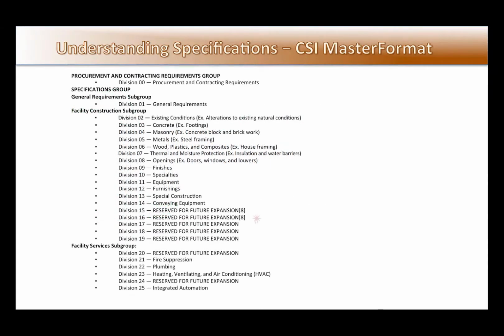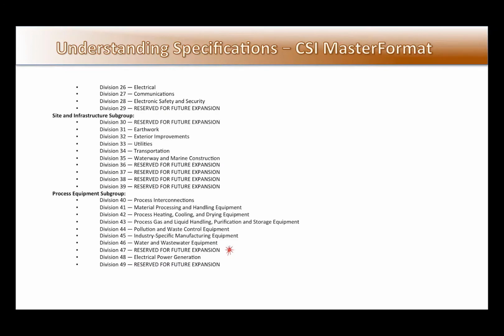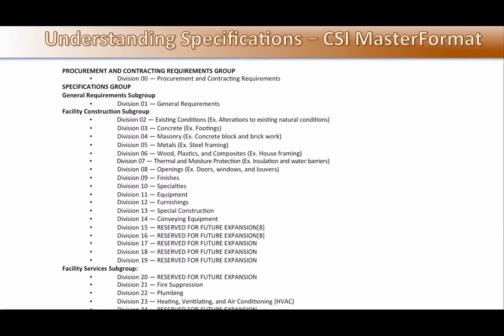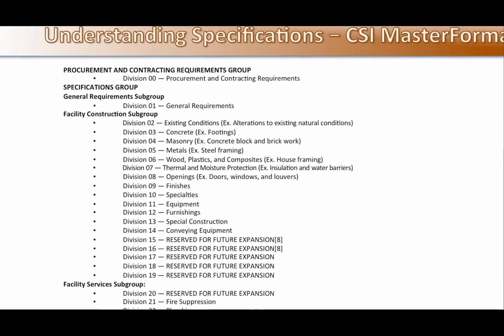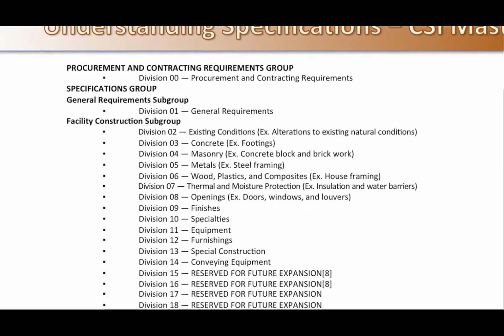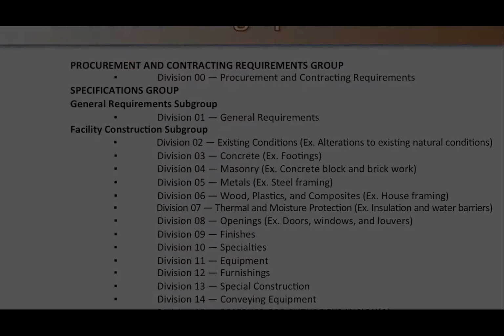MasterFormat utilizes 50 different divisions to break down areas of specifications within a building construction project. One of the things that you'll notice is that not all of the numbers have been used. They've left some areas open for future expansion. Logically, if you look at Division 1, you start the project off with general requirements. And interestingly enough, many times in the industry, this is kind of glossed over and forgotten. However, what you'll notice is that the general requirements typically pop back up whenever there's a problem with the construction process or on the job site.